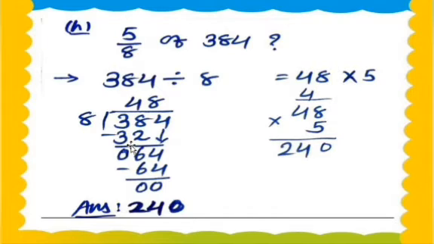So 8 minus 2 is equal to 6, and 3 minus 3 is equal to 0, dear students. Then after that, what to do? We bring down the further digit. We bring down a 4.